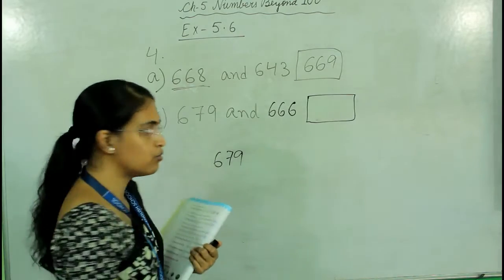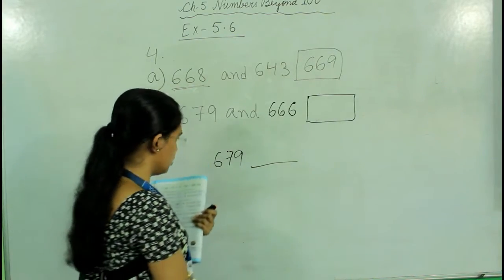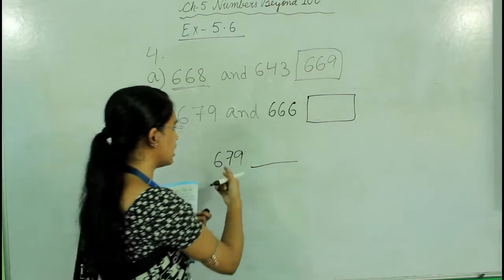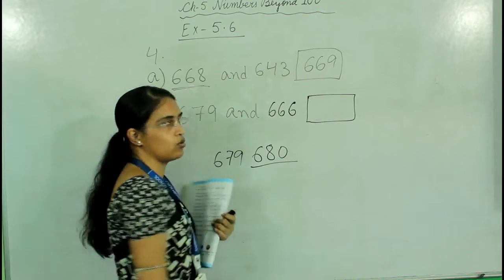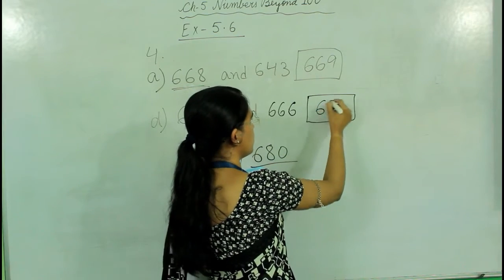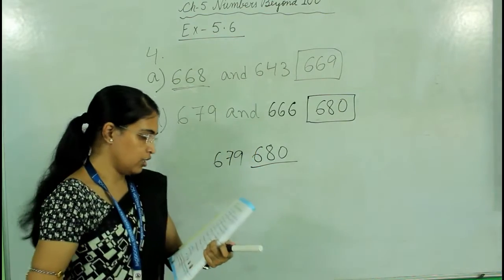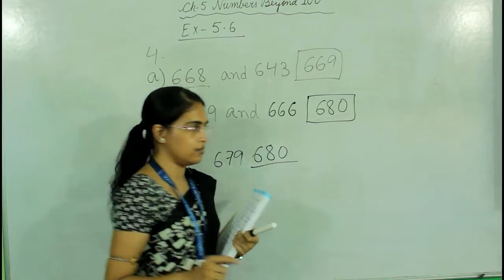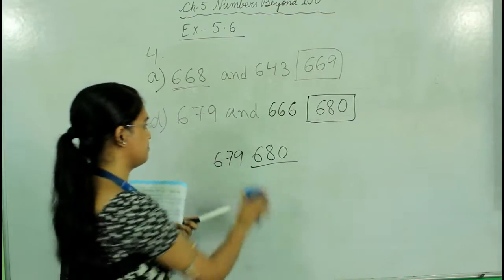Now what do we have to do? We have to find the successor of this number, that means the after number. So 679, which number comes after 679? 680. So the answer is 680. Okay. So in this way, do the rest of the questions, that is 4B and 4C. This is your homework.